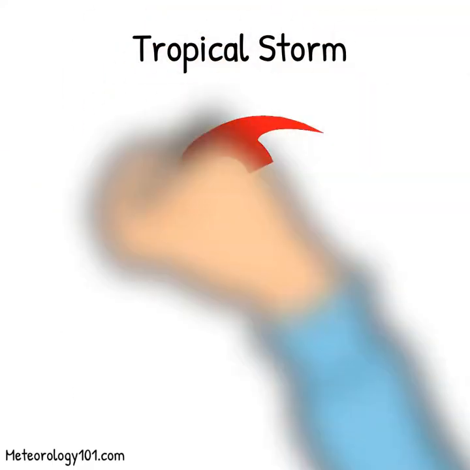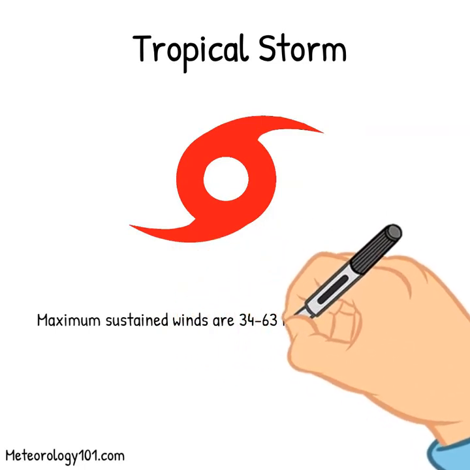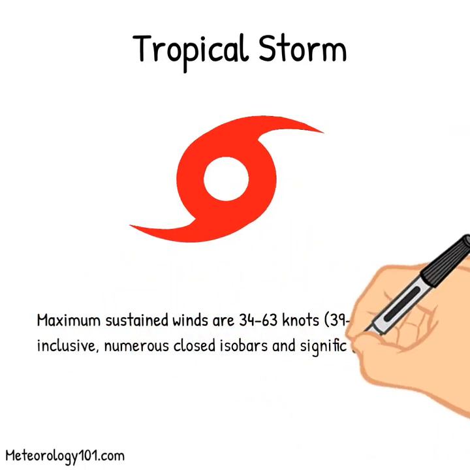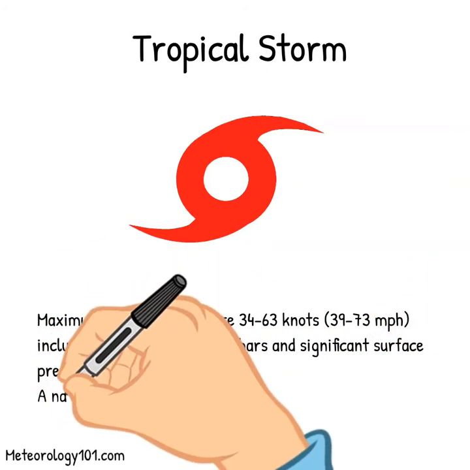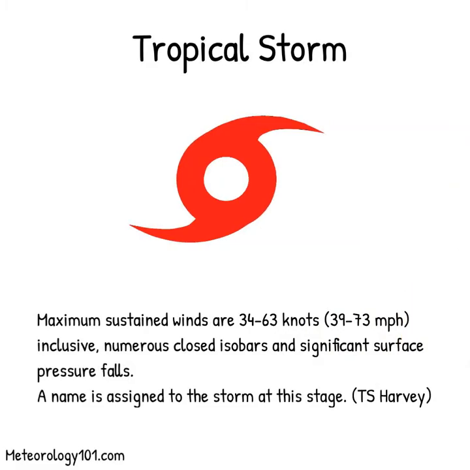Characteristics of a tropical storm include maximum sustained winds are 34 to 63 knots, 39 to 73 miles per hour, inclusive. Numerous closed isobars and significant surface pressure falls. A name is assigned to the storm at this stage.